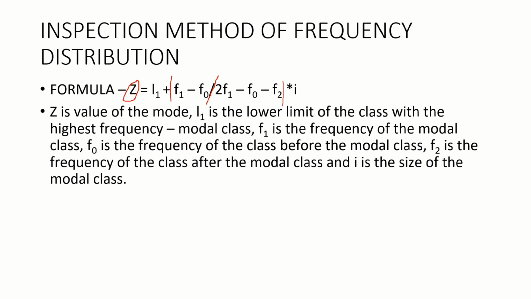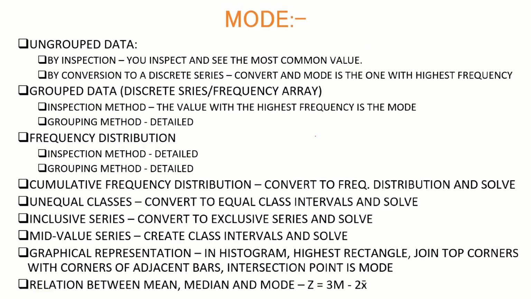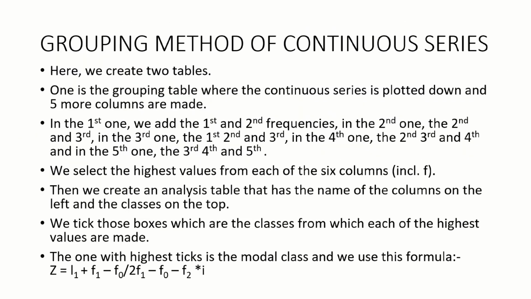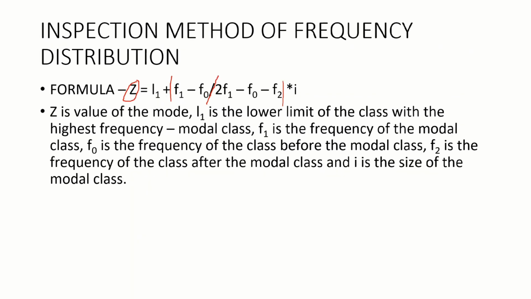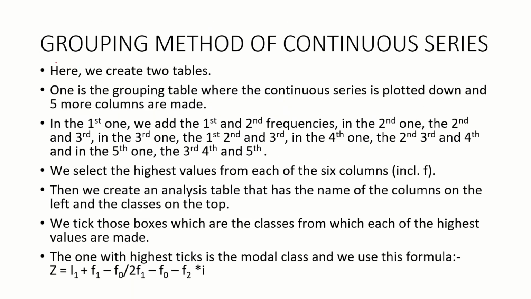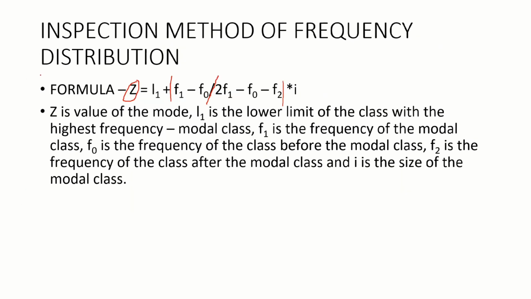Now, once we've understood this, what we need to do is the grouping method of frequency distribution. Here we create two tables, and the same thing goes on. The one with the highest ticks is the modal class, and we will use the same formula again. So technically, this entire part was the part before this, okay?